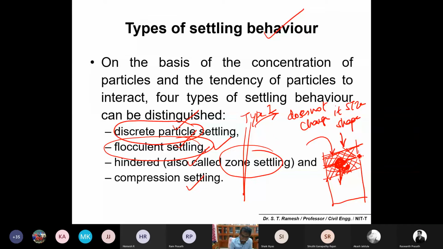The last one is compression settling. The particles do not want to settle at any point, but because of compression from the upper layers, they tend to go for settlement. That type of settling is called compression settling. Let me repeat again: number one, discrete particle settling; number two, flocculent settling; number three, zone settling; number four, compression settling.